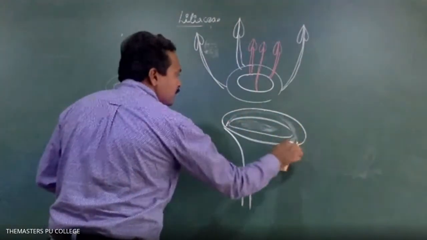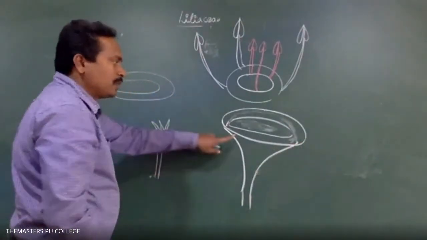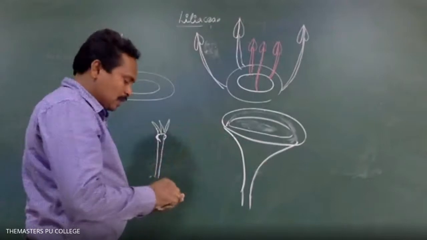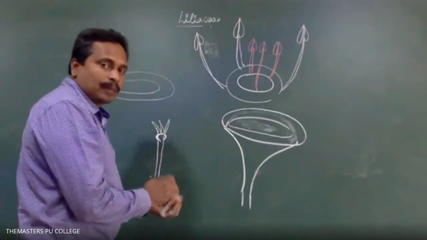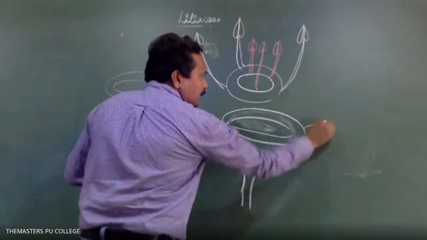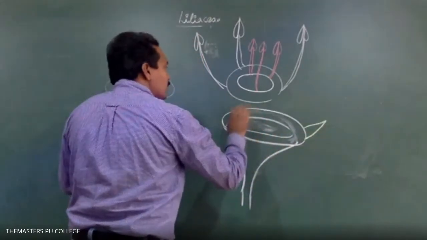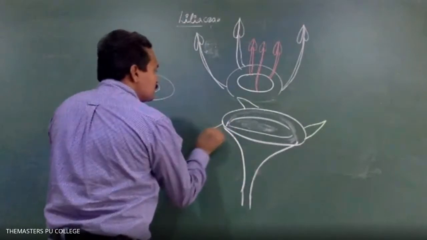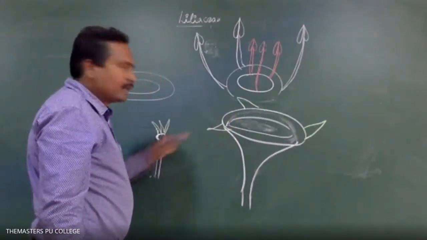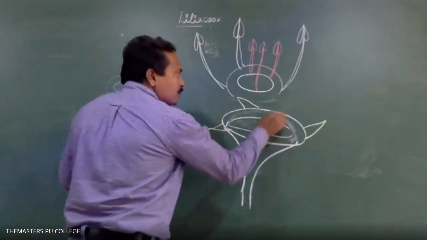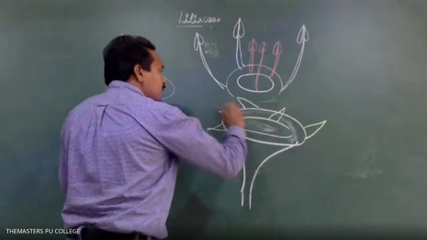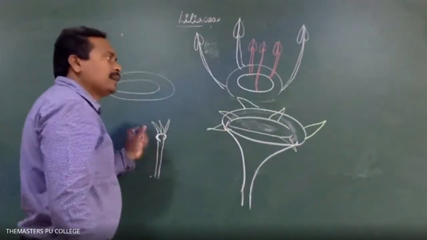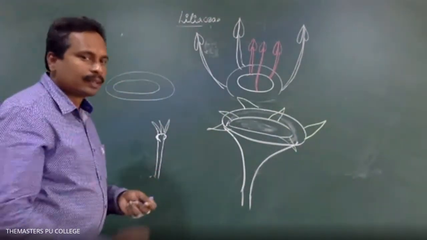Two whorls of perianth. This is one of the whorls, the outermost whorl, and the next whorl. The six tepals are arranged in two whorls. Each whorl consists of how many tepals? Three tepals.